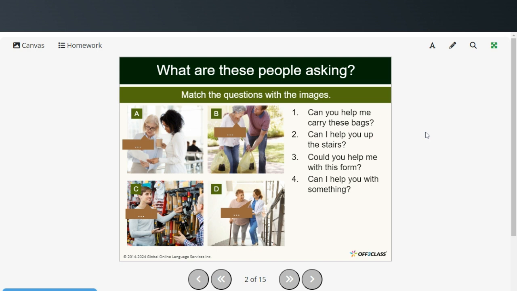So number 1 says, can you help me carry these bags? So that would go with picture B. Can you help me up the stairs? That would be picture D. Can you help me with this form? Picture A. And can I help you with something? Picture C.